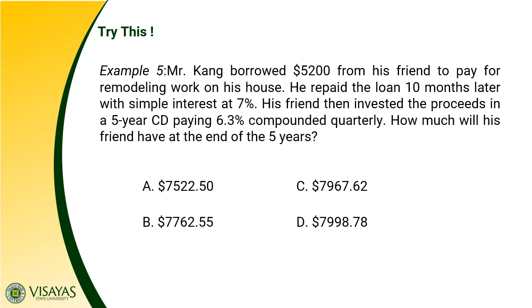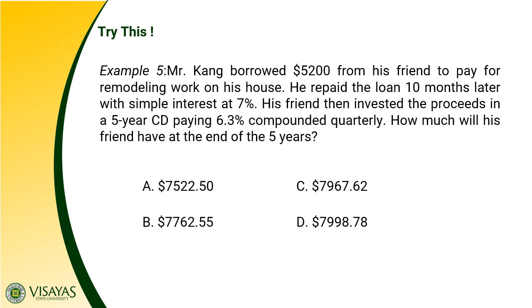Okay? And the question here reads, Mr. Kang borrowed $5,200 from his friend to pay for remodeling work on his house. He repaid the loan 10 months later with simple interest rate at 7%. His friend then invested the proceeds in a 5-year CD paying 6.3% compounded quarterly. How much will his friend have at the end of the 5 years?